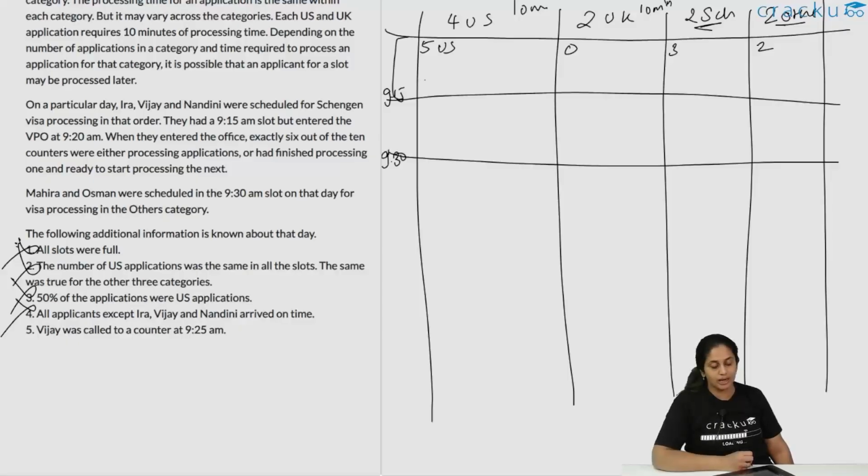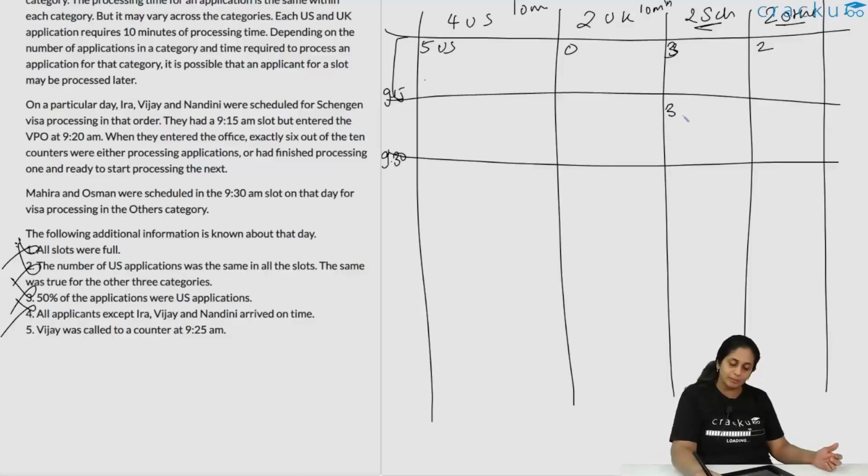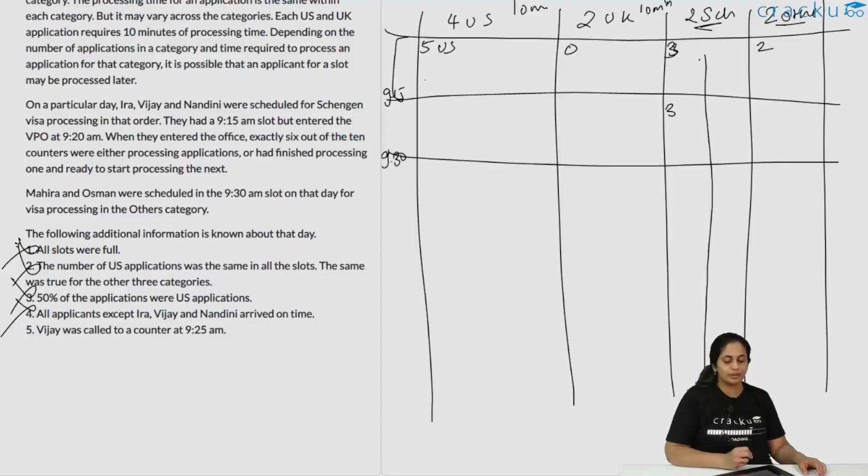Vijay was called to the counter at 9:25. That basically means that the Schengen visa is being scheduled in such a way that Vijay, who came second, so on a particular day, Ira, Vijay and Nandini were scheduled for visa processing in that order. Before them, there would be 3 people over here. These are the 3 people. So Vijay is essentially 5th in line and he was called at 9:25 AM, which basically means that when Ira entered at 9:20, she was probably called at 9:20, and Vijay was called at 9:25 AM. There are 2 sections over here, right? So Vijay was 5th in line. Whatever is the time being taken, the first 3 were there, okay?